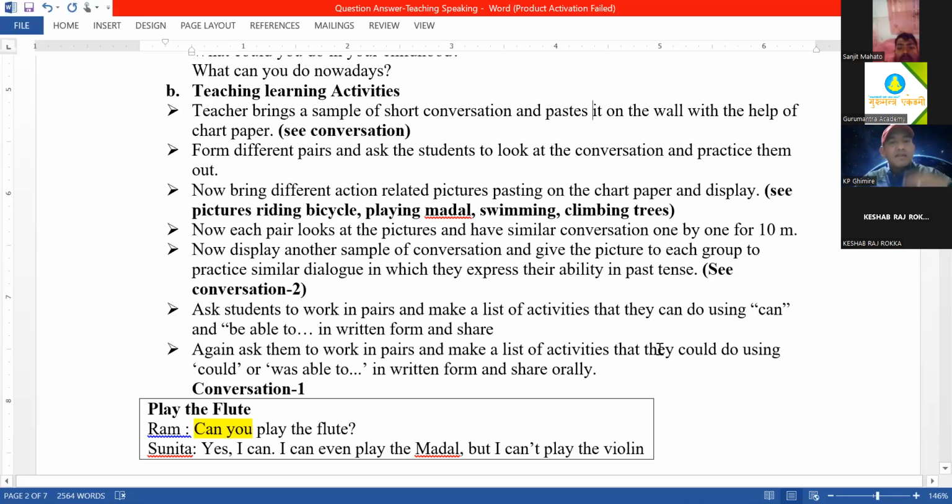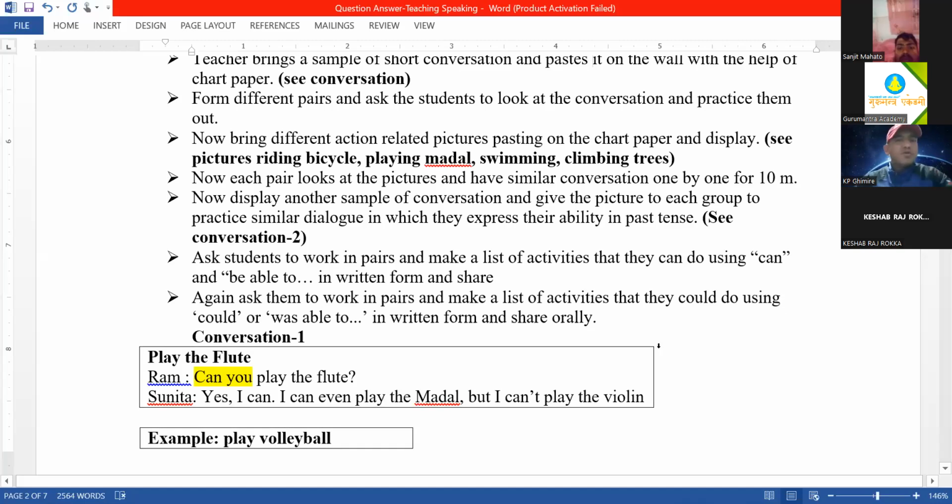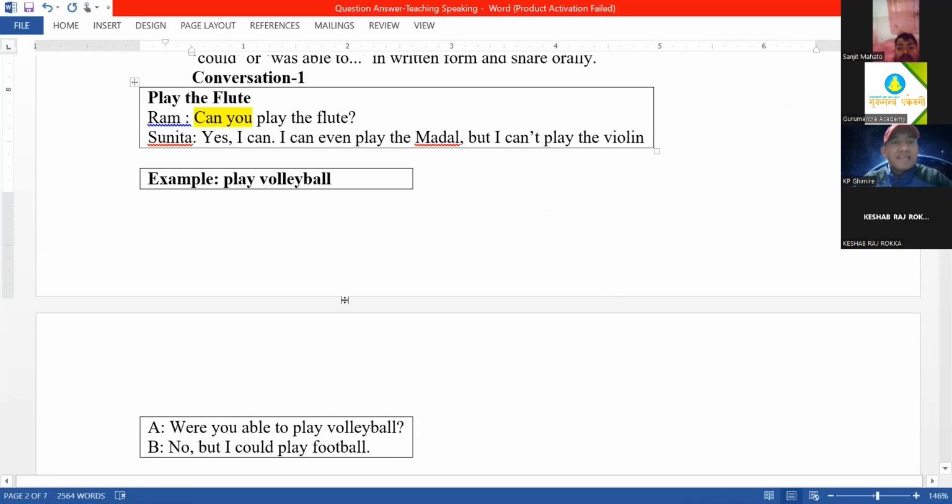Can you play? And second time, or if you don't have time, write only one example. It does not mean that you do not get marks unless you include two different conversations. No, it's not like that. One is enough. I have included two. And see, for 10 minutes, now display another sample of conversation. Give the picture to each group and have similar dialogue. For example, conversation two is play volleyball.